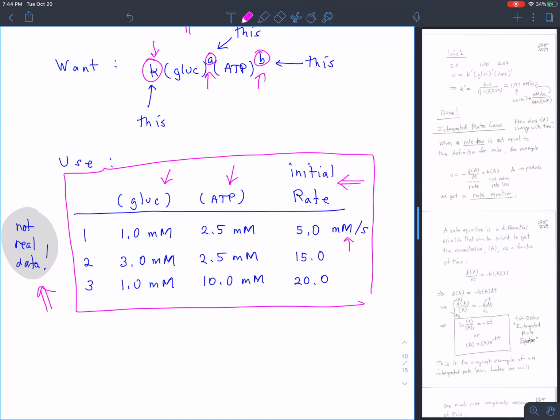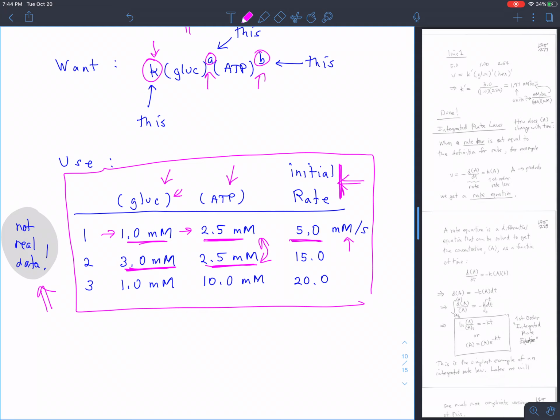In fact, we don't want the concentrations to have time to change appreciably, so that's what is meant by initial rate. You start the reaction off, measure it right away, and then stop it. And then you change the concentration. So if in this first line we started with 1 millimolar glucose and 2.5 millimolar ATP, and we got a 5 millimolar per second rate, next we do another experiment and we change the concentration of the glucose. Now it's 3 millimolar. ATP concentration, notice, hasn't changed though. We kept it the same.